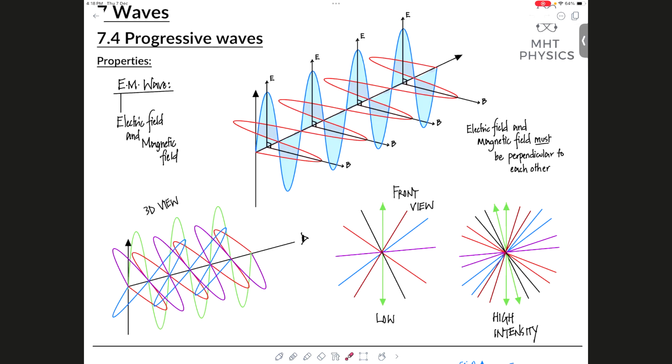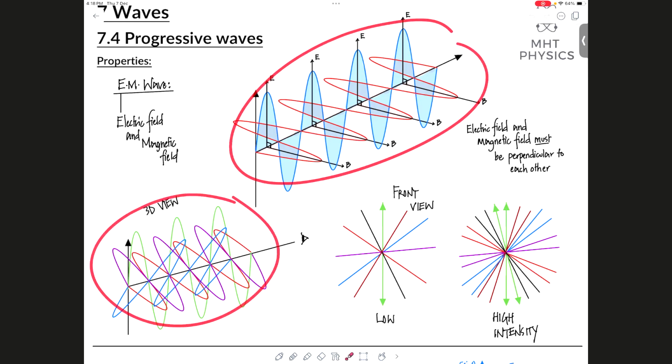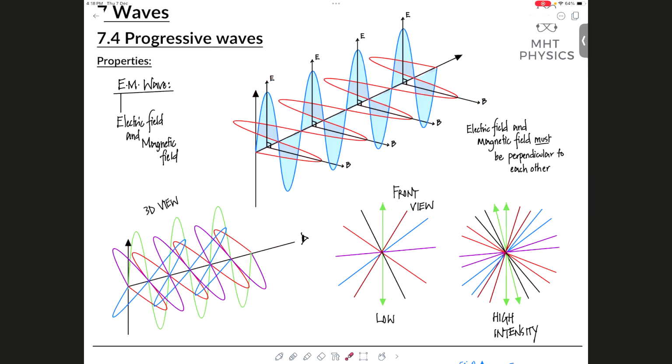Right, electromagnetic waves are an interaction of electric field and magnetic field. And these fields need to be what to each other in order for the wave to form? Perpendicular. Okay, so the diagrams that you see here are basically a representation of what a real electromagnetic wave should look like. However, obviously it's very difficult to draw these diagrams. So in your exam, when you're asked to draw an electromagnetic wave, you draw the front view, okay?